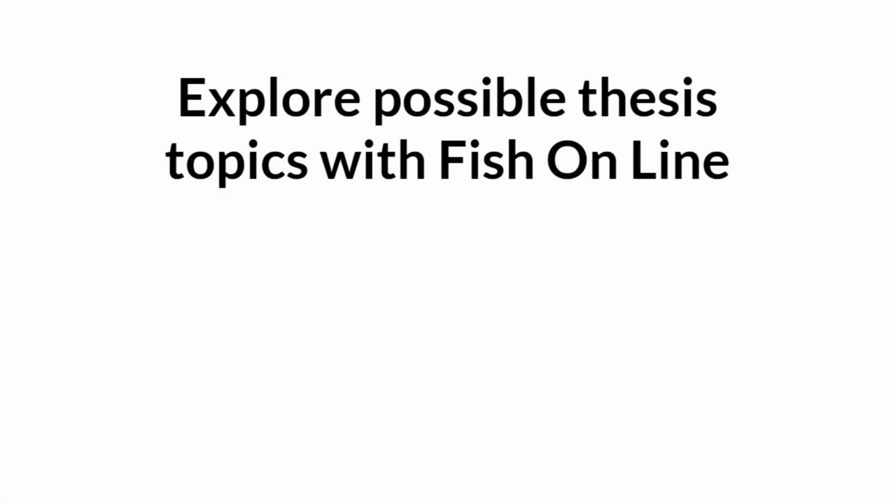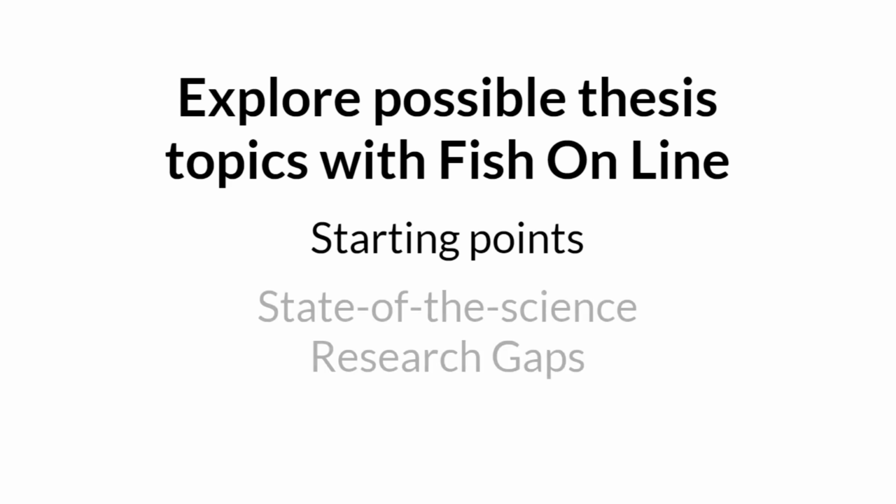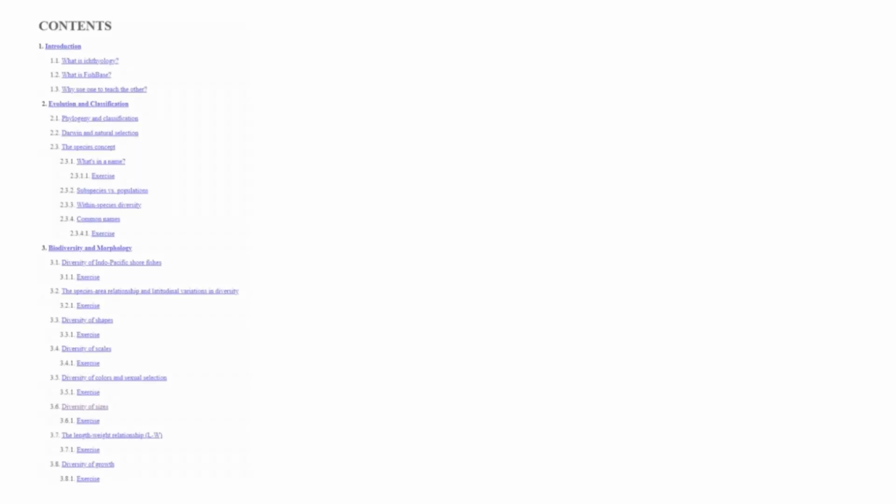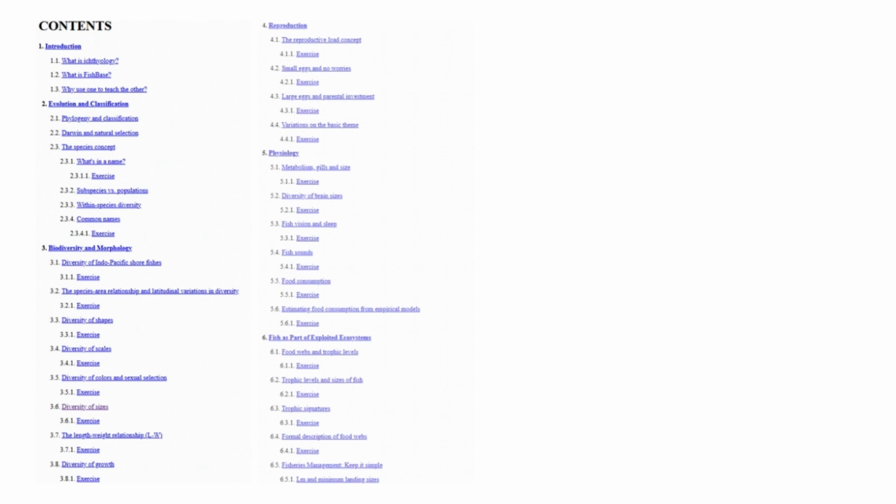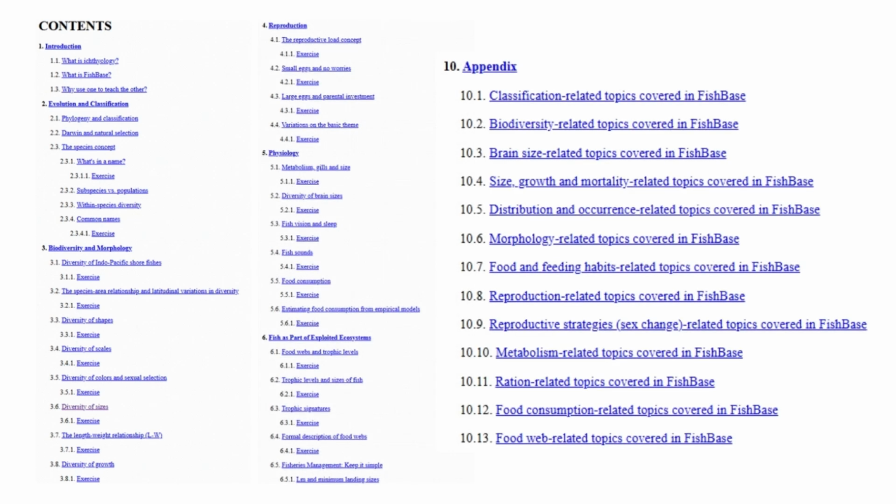Do you have graduate students exploring topics in ichthyology for possible thesis topics? Graduate students working on their thesis would find some sections of Fish Online as good starting points to learn about the state of the science and see research gaps. From there, students can start their exploration of their research topics and write their reviews of literature. Aside from the sections on diversity of diets and feeding habits, diversity of shapes and morphology, biogeography and biodiversity, one can also explore the appendix, which lists topics covered in FishBase.